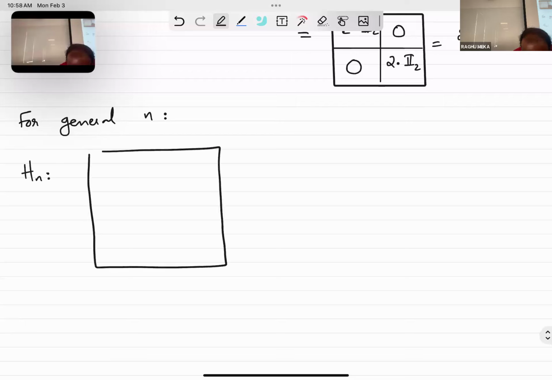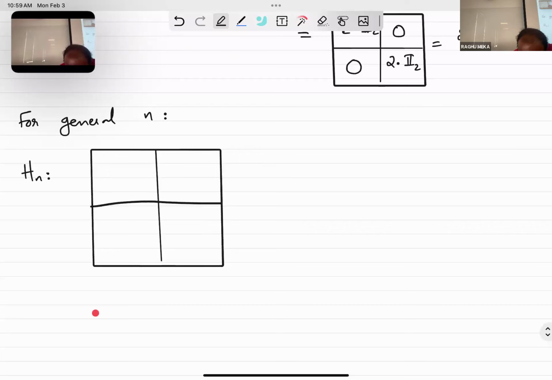So for Hn, once again, there are 2 to the n strings. But I can put the strings such that in the first half, I have all strings which start with a 0, and in the second half, all strings which start with a 1. So these are all 0 dash dash dash, and this is 1 dash dash dash.